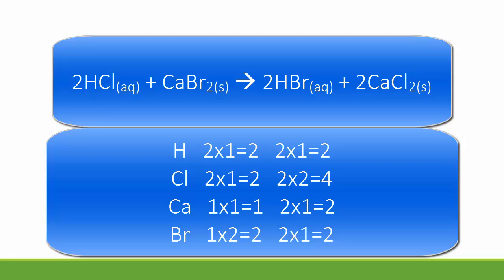It's not balanced because they don't all match. What this is showing me is this reaction is wrong because what I'm doing is out of thin air, out of nothing, I'm creating 2 chlorines and 1 calcium. See, I started with 2 and I ended with 4. Where did they come from? I started with 1, I finished with 2. Where did they come from? They came out of the nothing.